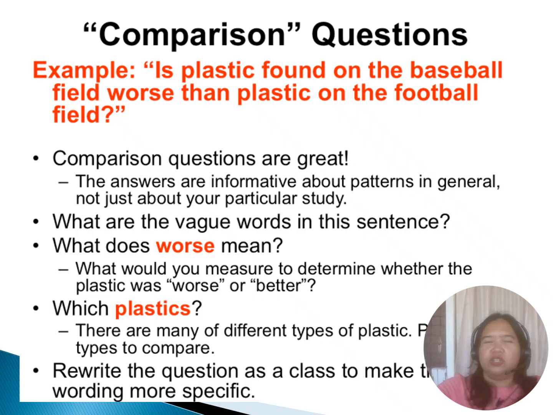Comparison questions are those questions that compare, but you use vague words like worse or better, which you are not supposed to use. So you be very specific: which has higher, what is the effect? For example, is plastic found on a baseball field worse than the plastic found on a football field? How do you know that it's worse? What's the criteria for knowing that it is worse than something, right? Or it's better than something.